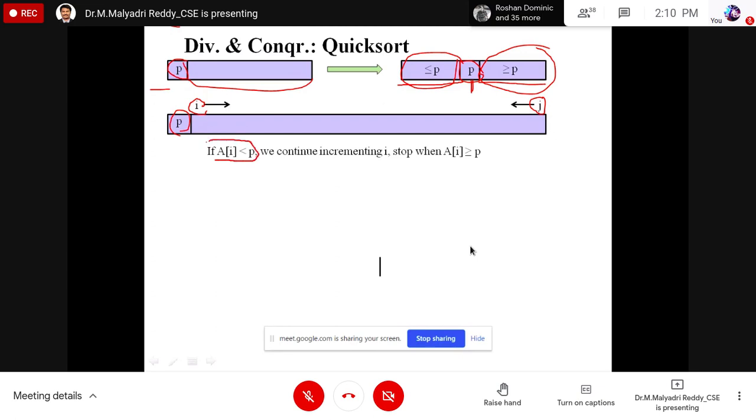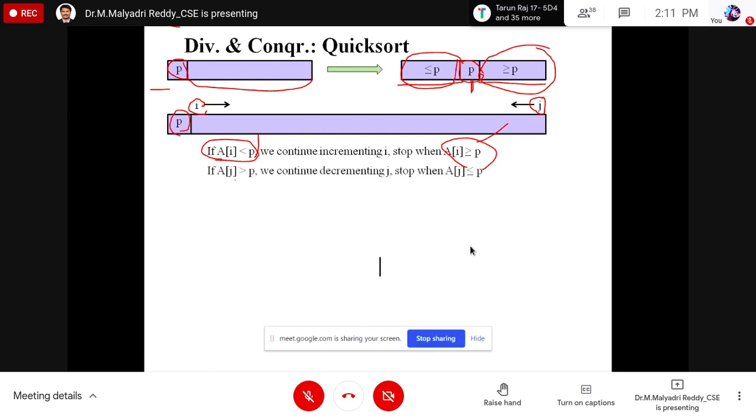Lesser elements are kept on one side, greater elements on the other side. The i part moves from left to right until you get a greater element. Once you get the greater element, stop the i value and go to the j value. I will explain through a proper example, then you will get it easily.